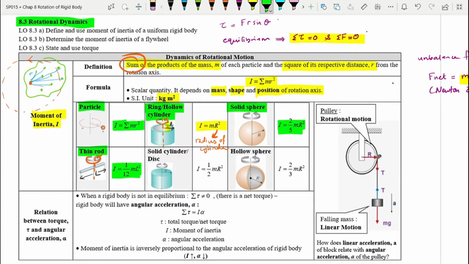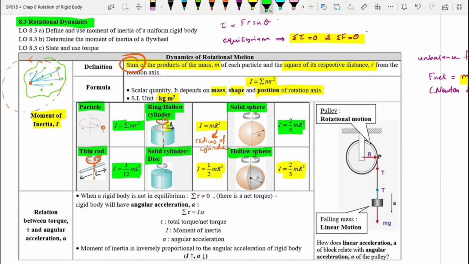Okay, teruskan lagi. Kita ada solid cylinder. Tadi hollow cylinder, now it's solid cylinder ataupun dia berbentuk disc. Tak kisahlah tinggi ke rendah ke, yang penting dia macam disc. Formula dia adalah 1/2 mr square. Dan R tu adalah radius of the cylinder. Dan last kali, kalau sphere kita hollow sphere, dia bukan jadi 2/5 macam solid sphere, dia akan jadi 2/3 mr square. Okay, so that is basically the formula to calculate the moment of inertia for specific shape.